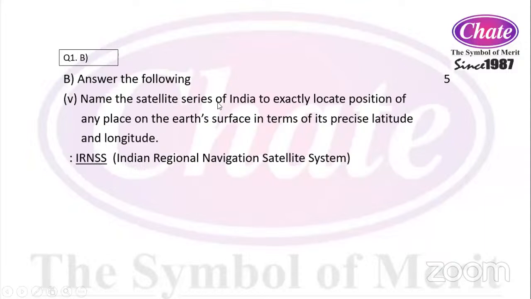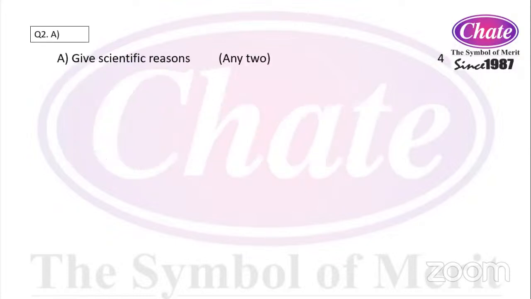If they just ask you about navigation, then you can say that it's a navigation satellite. But in the case of India, if they are asking for any series, then you have to mention the particular series, Indian Regional Navigation Satellite System. So this is all about question number 1, and I hope most of you got full marks in this first question. Now we are going to move on to the next question, that is question number 2A.